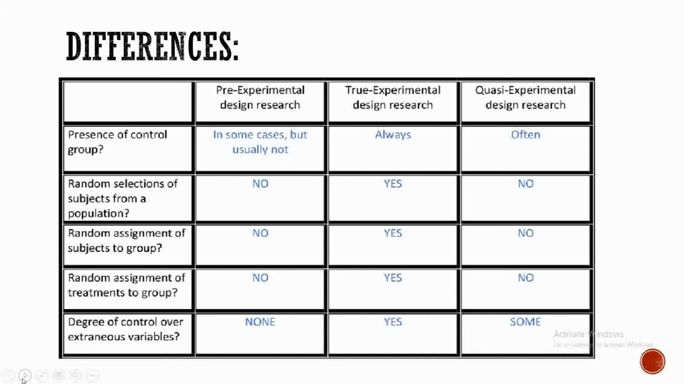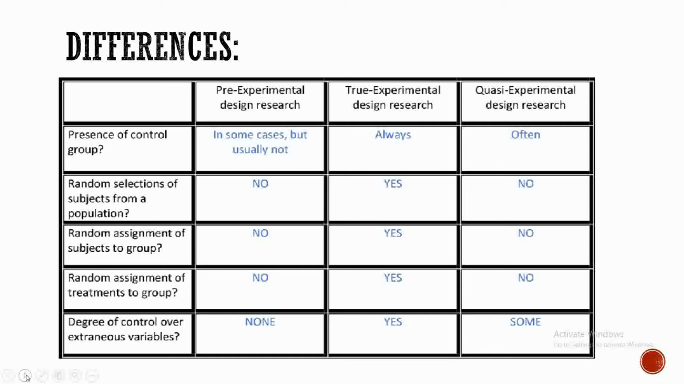In true experimental design research, a control group is always present, whereas in quasi-experimental design research, a control group is often present. There is no random selection of subjects from a population in pre-experimental design research and quasi-experimental design research, whereas in true experimental design research, random selection of subjects from a population is present. There is no random assignment of subjects to group in pre-experimental design research and quasi-experimental design research, whereas there is random assignment of subjects to group in true experimental design research.